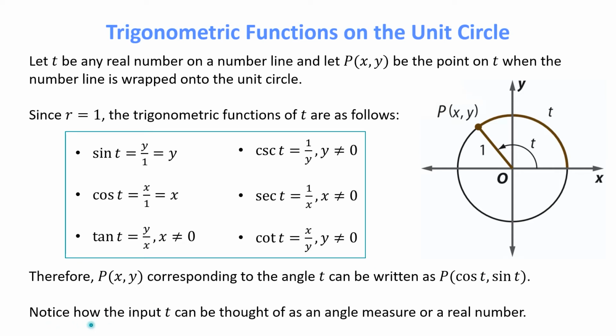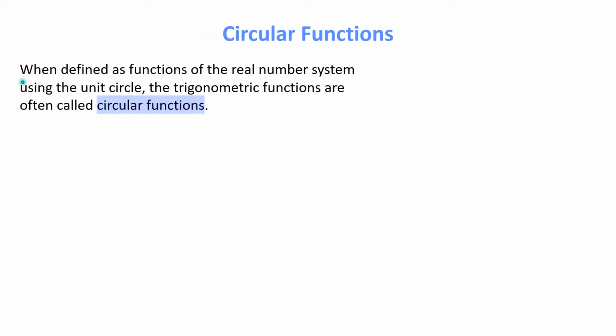So we notice how the input t can be thought of as an angle measure or a real number. Because indeed t here is an angle measure, but of course it's also the real number that's been wrapped around the unit circle. So we can think about it in two different ways. Let's have a look at circular functions. When defined as a function of the real number system using the unit circle, the trigonometric functions are often called circular functions.